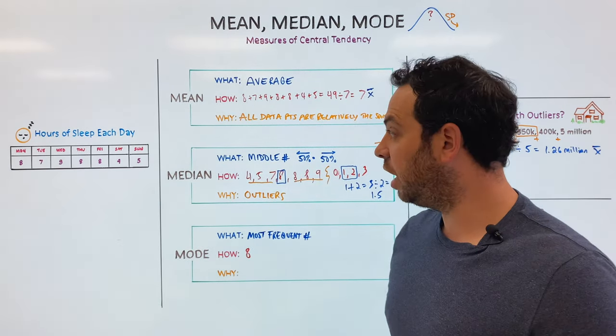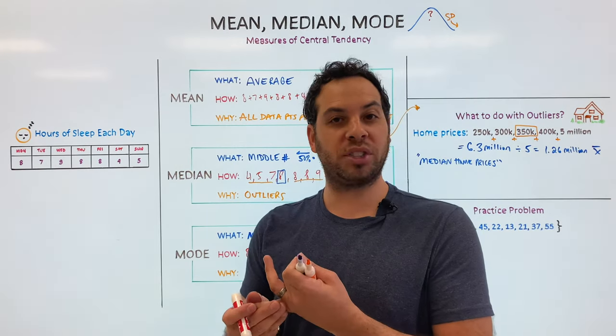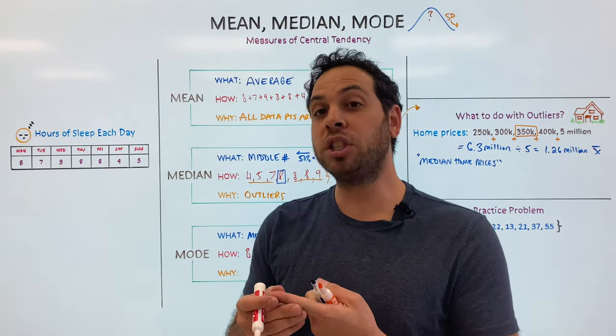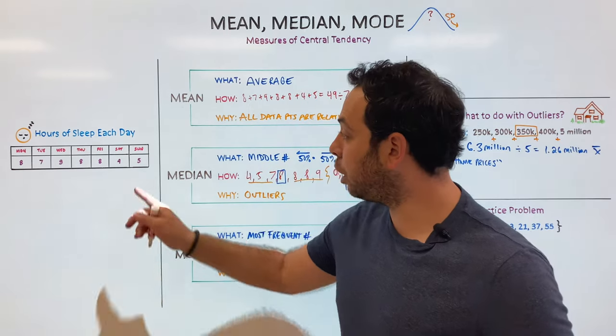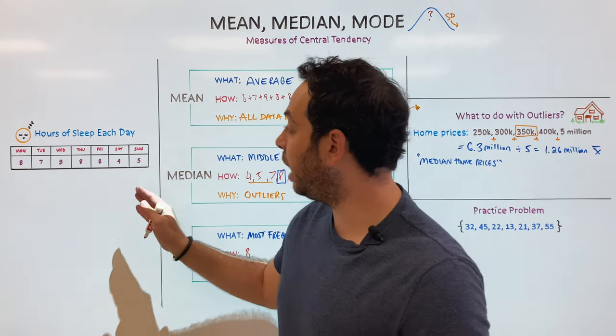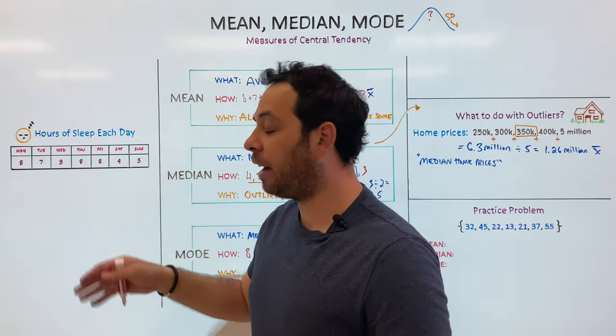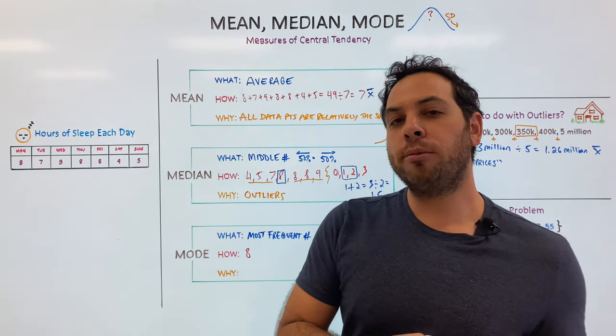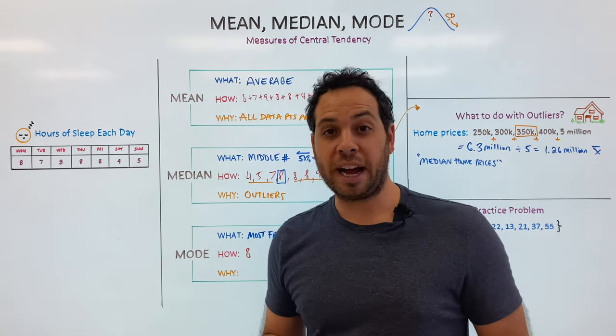That's easy. Now, can you have no mode? Of course, there could be no mode. Can you have multiple modes? You can. If the number 5 repeated twice, or 3 times, you'd have 8 and 5 as our modes as well. So you can have no mode, you can have multiple modes, and you can have one mode.